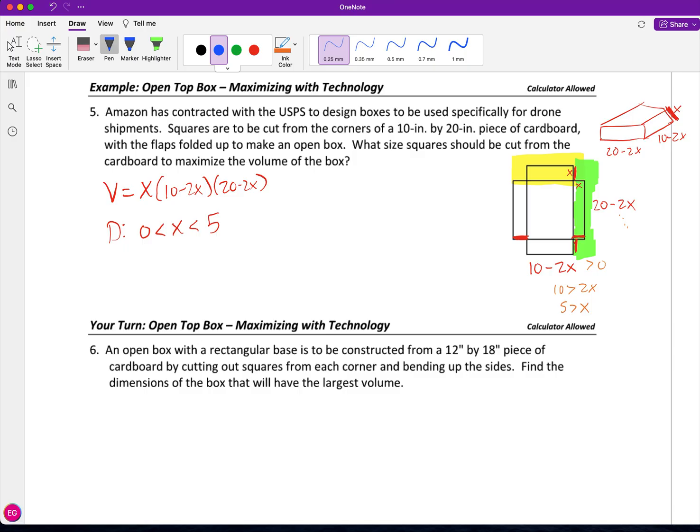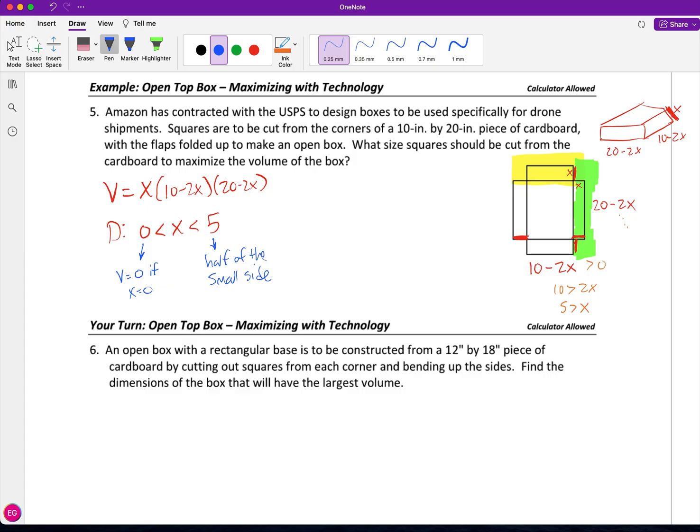So in this type of open top box, the lower bound is always going to be 0, which should make a little bit of sense because the volume will equal 0 if x equals 0, because that whole equation will be times 0 because of that x right there. And then this 5, it's always going to end up being half of the smaller side. So our small side was 10, so it ends up being that.